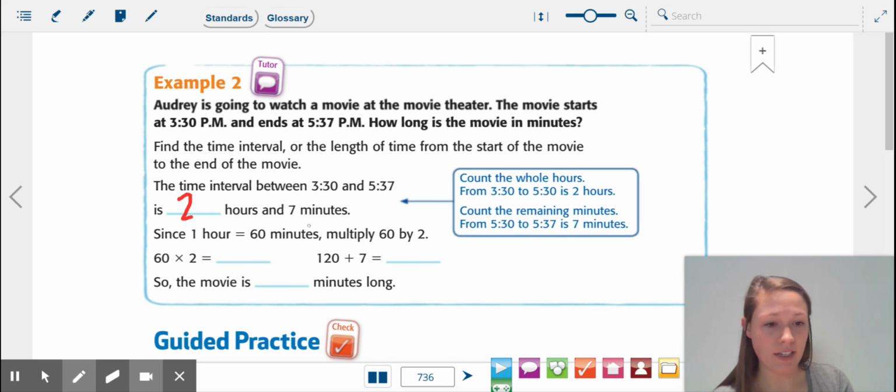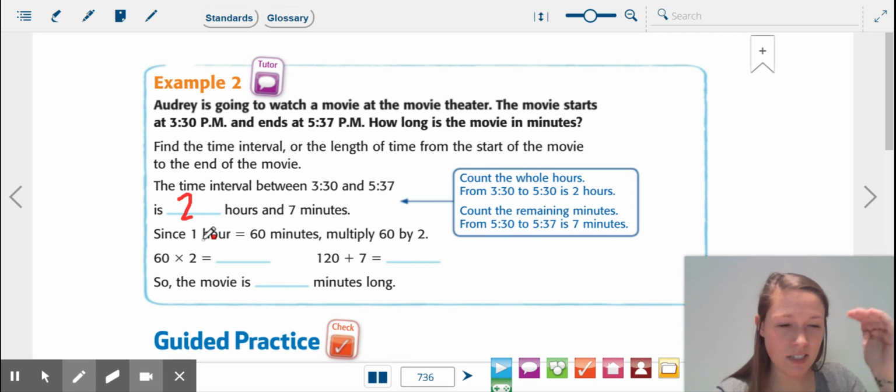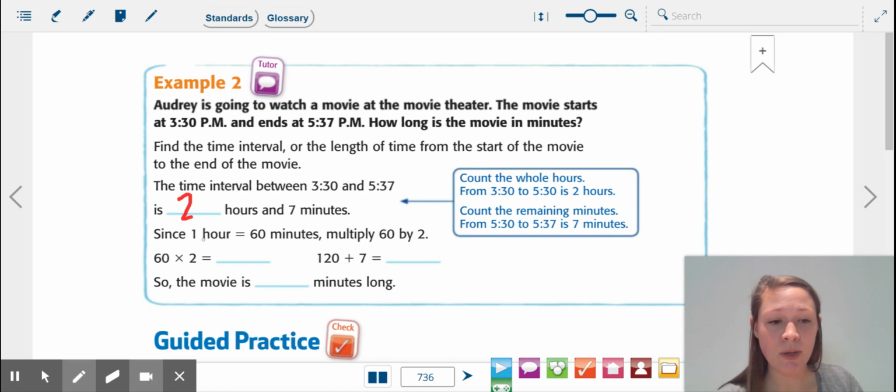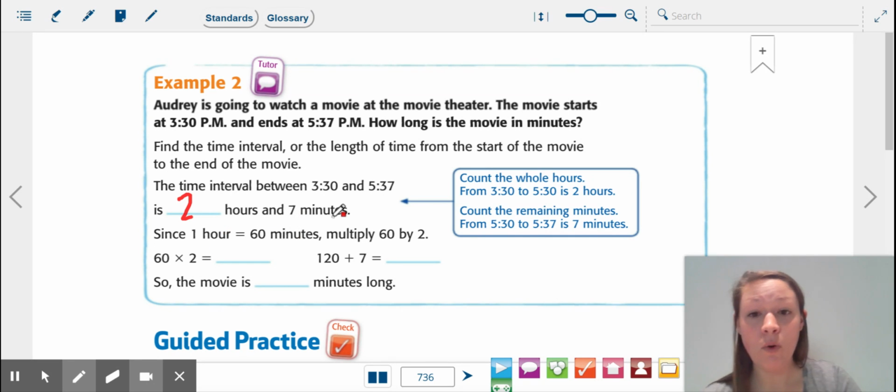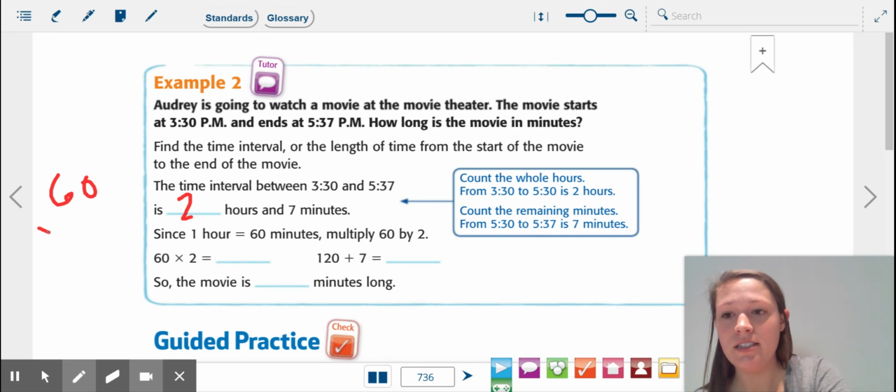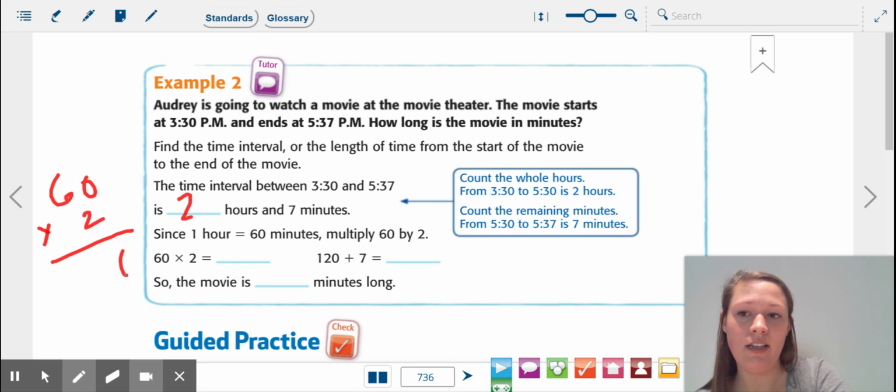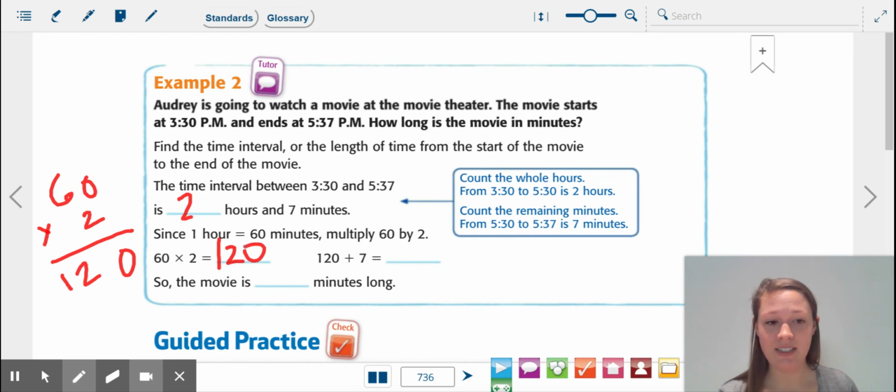Okay, so go back to your conversion chart. Okay, but it helps you right here because it's guiding you along. So we need to remember that 1 hour equals 60 minutes. Now we're not just dealing with 1 hour, we're dealing with 2 hours. Okay, so we have 60 minutes plus 60 minutes. Okay, you can add it. Or we go to the side, 60 times 2, okay, 2 times 0 is 0, and 2 times 6 is 12, so we have 120 minutes, okay?